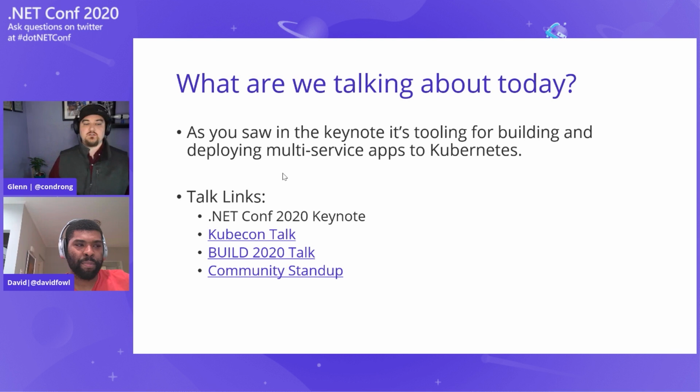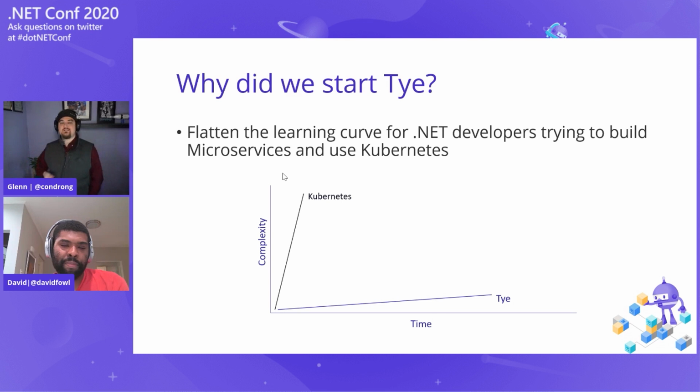Okay, so first, why did we start this Ty thing? What was our goal? What were we trying to achieve? And did we achieve it over the course of the .NET 5 experiment? We came into this wanting to flatten the learning curve for people who are using .NET and trying to build microservices and deploy to Kubernetes.